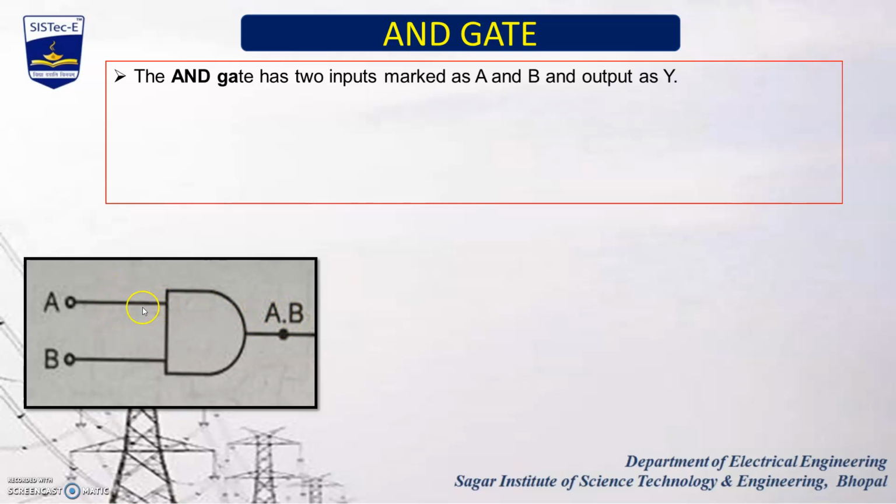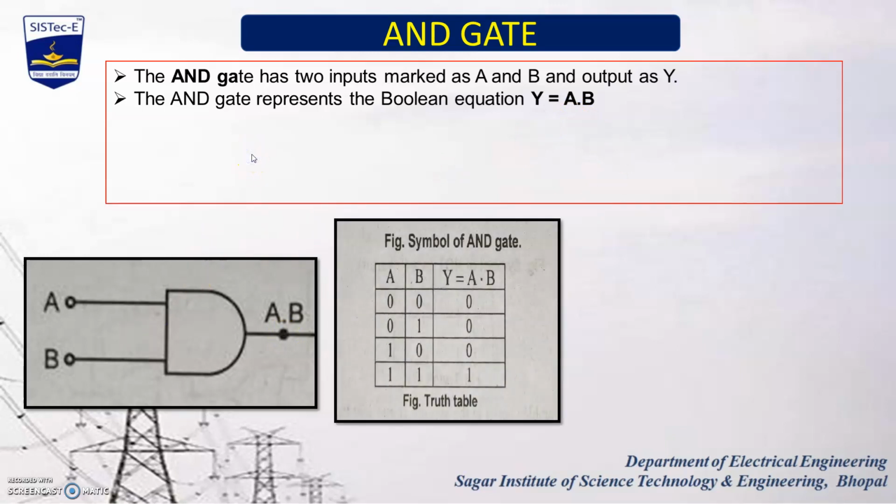The output of this AND gate is the AND operation, that is Y equal to A dot B, meaning the output of the AND gate is the product of the inputs. The AND gate operation represents the Boolean equation Y equal to A dot B, meaning the output of the AND gate is the product of A and B, both inputs.